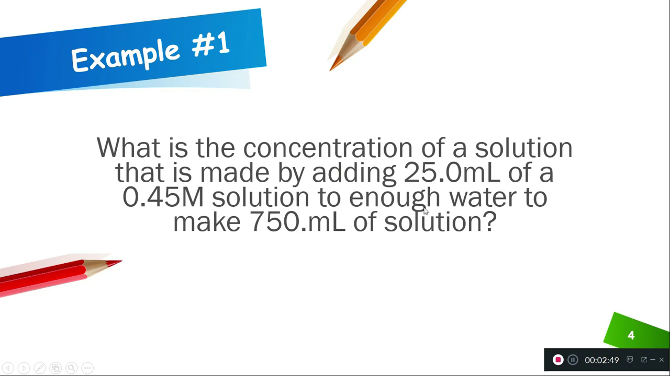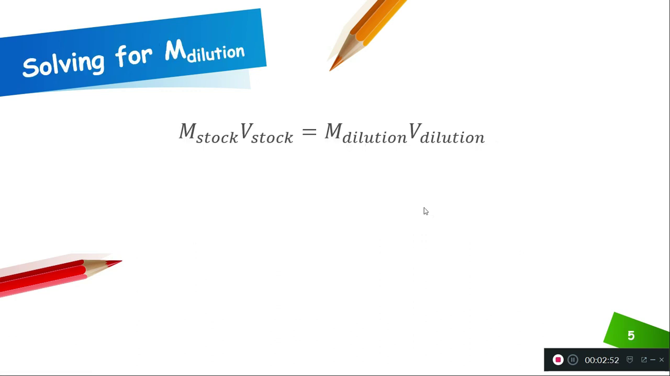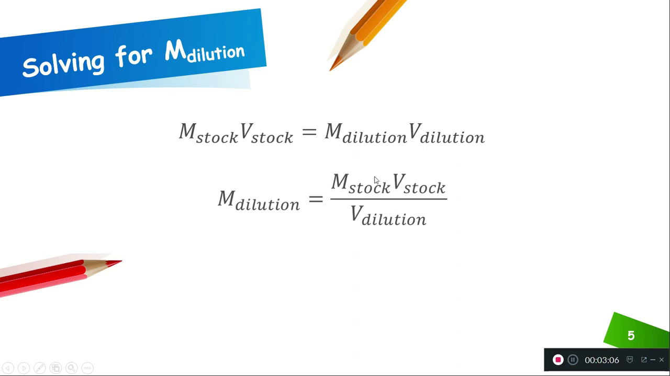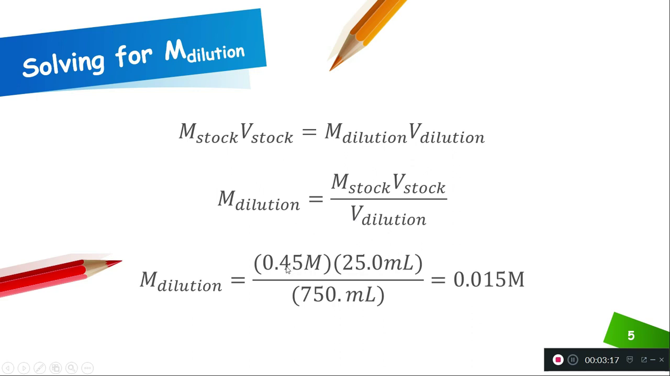So we're going to use the dilution equation, M times V equals M times V. We're trying to solve for the molarity, or the concentration, of the dilution. So we manipulate this equation to make it equal to M dilution: M stock times V stock, divided by V dilution, essentially dividing both sides of the equation by the volume of the dilution. Put our numbers in: our concentration of our stock was 0.45, our volume we took out was 25 mils, and we put it into 750 milliliters total. We get a new concentration of 0.015, quite a bit lower than the 0.45.